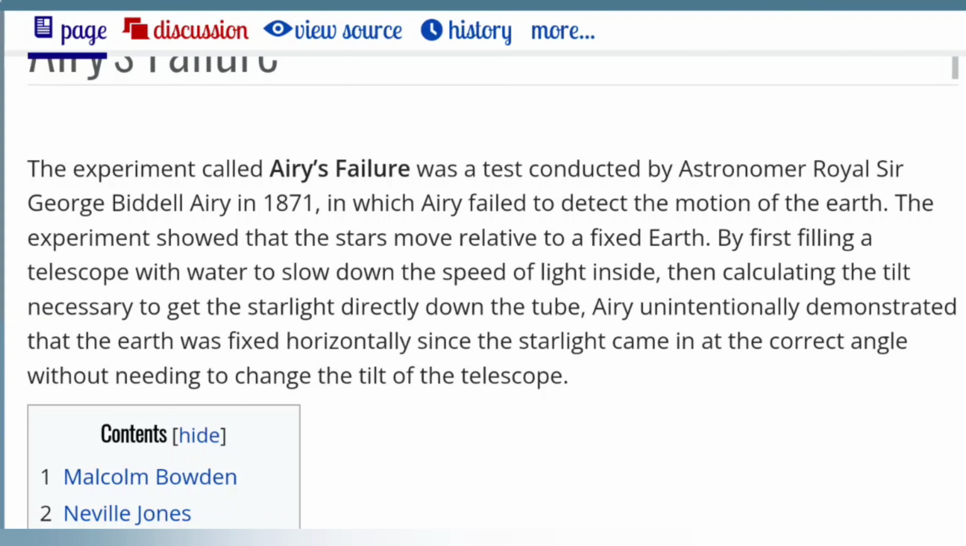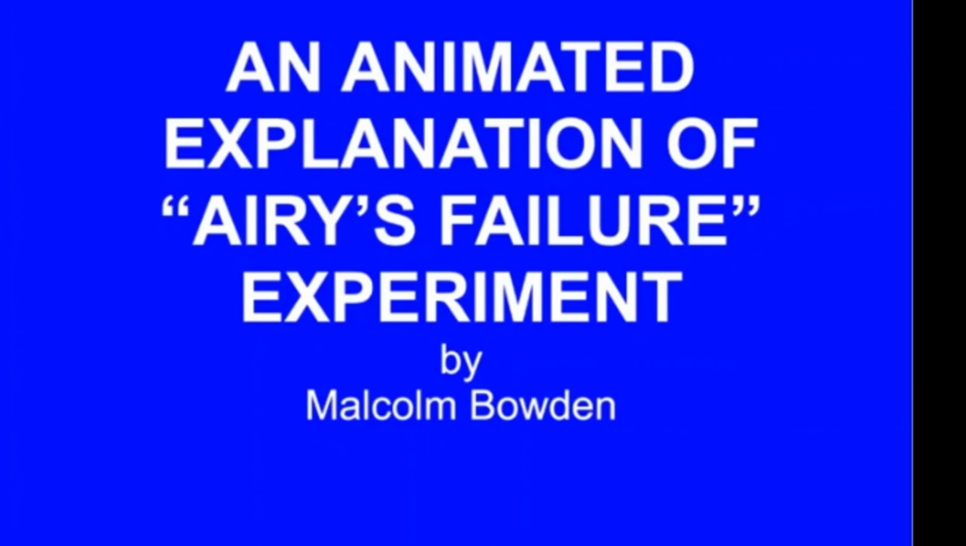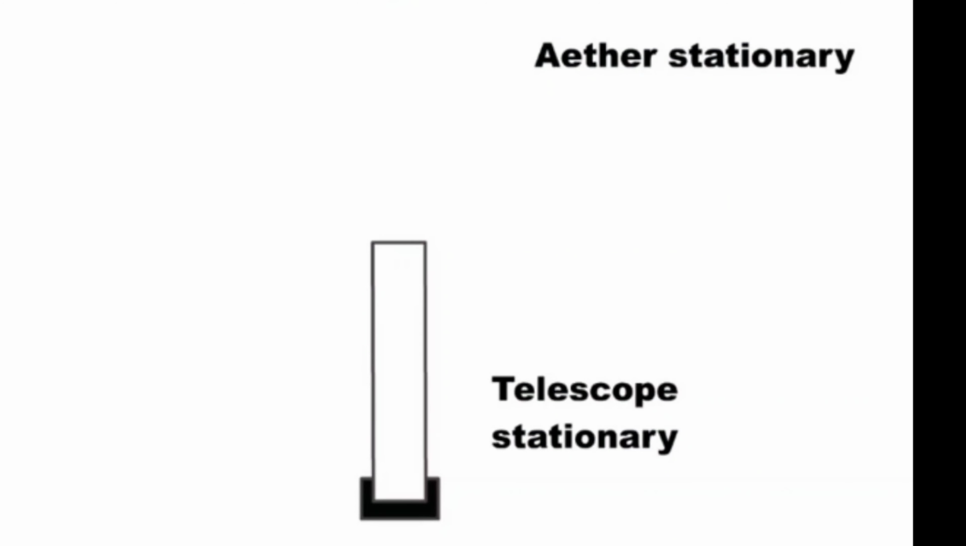But before that, there was a test called Airy's failure, and it's called a failure because they got a null result trying to detect the Earth's motion, and it was simple but ingenious, and it's on screen. I'll give a quick breakdown. So nothing against Malcolm Bowditch, whose animation is on screen now. Shout out to him, in fact.